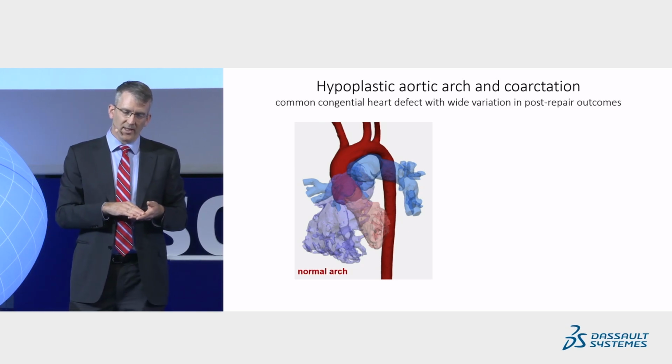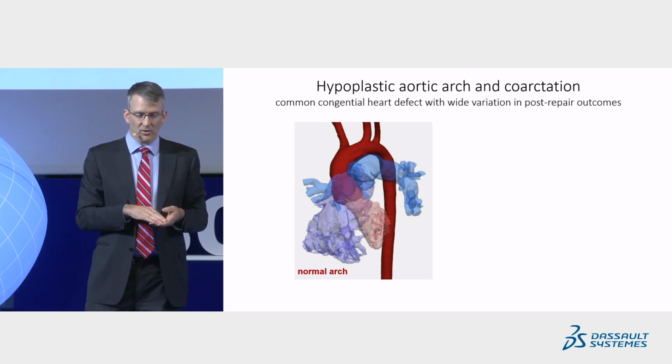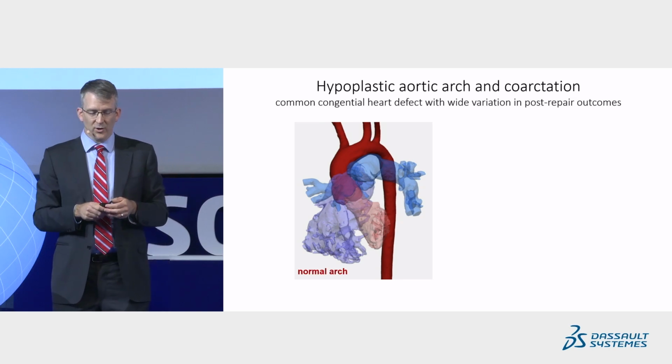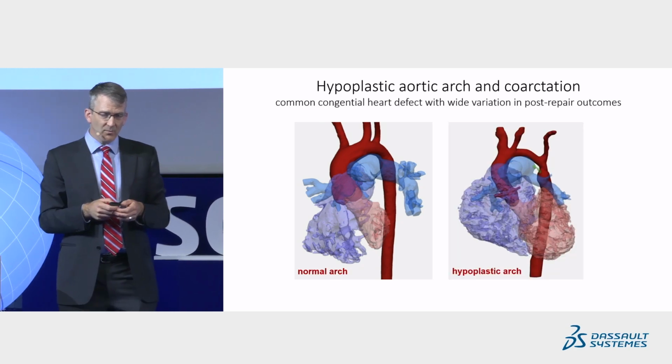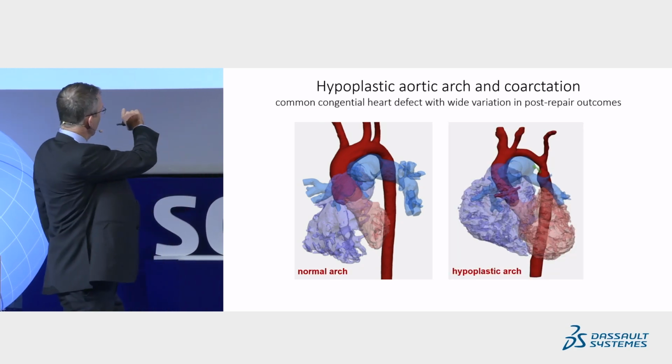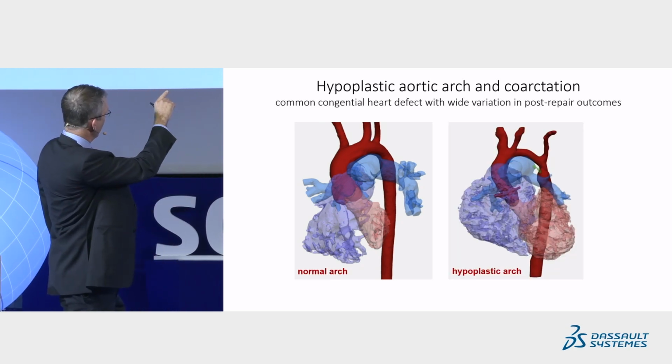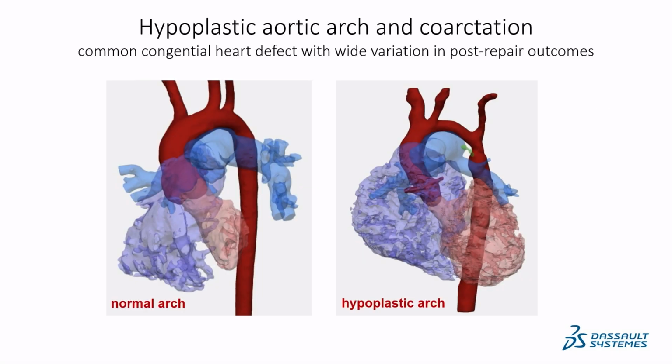And another area that we've really focused on in the last several years are patients with hypoplastic aortic arch and coarctation. This is a very common congenital heart defect with a wide variation in postoperative outcomes. So this is a 3D model of a normal aorta. And what we see is patients have really tubular hypoplasia of the aortic arch, and then an area of discrete narrowing past that last branch called the left subclavian artery.